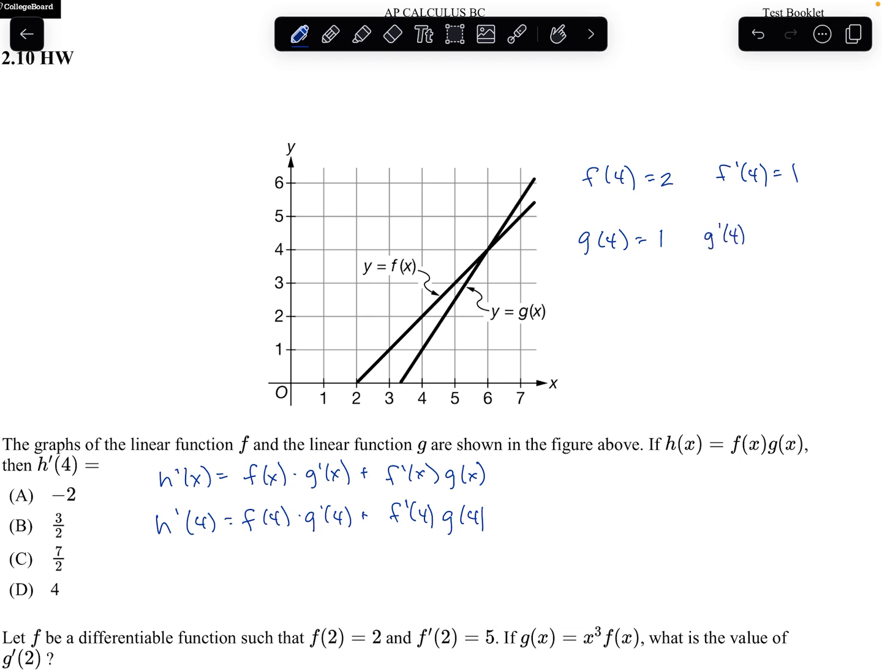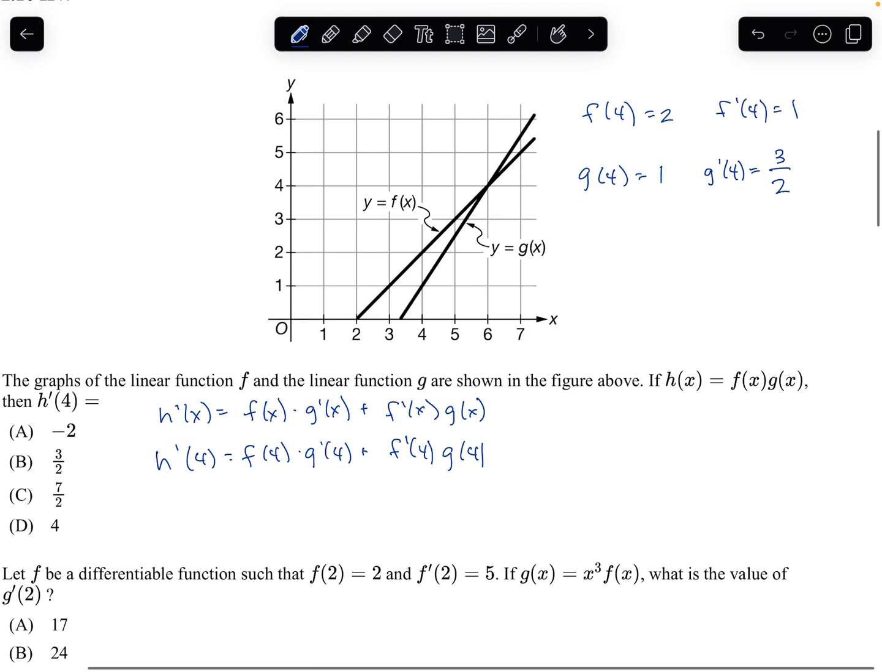g prime of 4, again, g is also linear, so that means the slope is always constant. So I can see here that we have a slope of 2. Wait, no we don't. I'm getting mixed up with my lines, aren't I? I'm going to go up 3 and over 2. There we go. So the slope is 3/2.